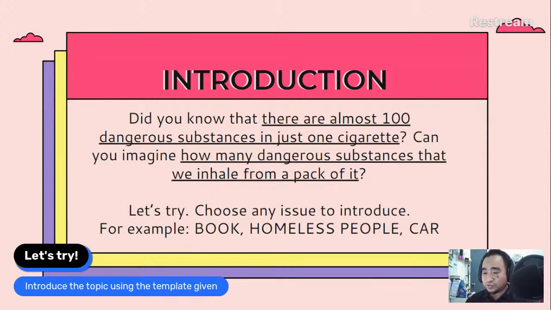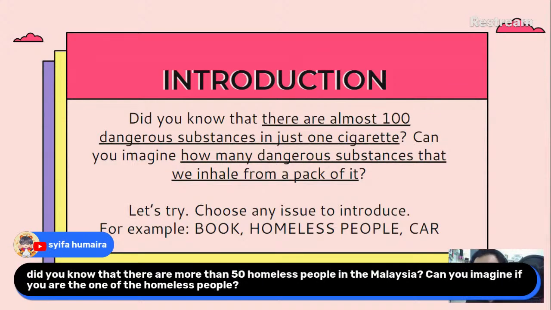Okay, we have one over here, Shifa Humaira. Thank you. So we have, did you know that there are more than 50 homeless people in Malaysia? Okay, Malaysia is a country, you don't have to put the. Okay, 50 ni macam sikit sangat kan? It's because we're talking about Malaysia.